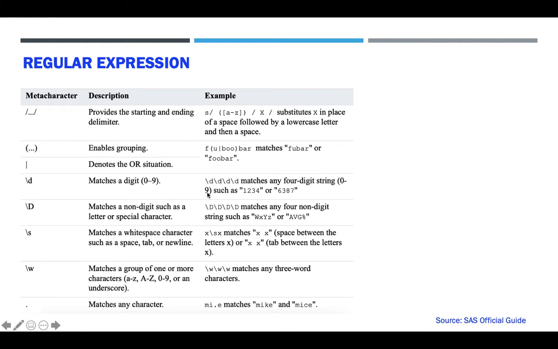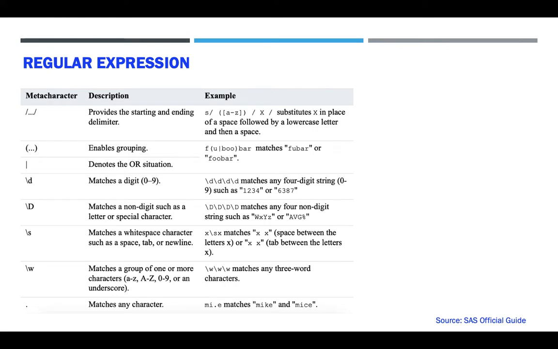You can also say you're looking for digits from 0 to 9, or non-digits, or just a space, tab, or new line, or just any character. So you can put those patterns in your SAS code to identify the data.